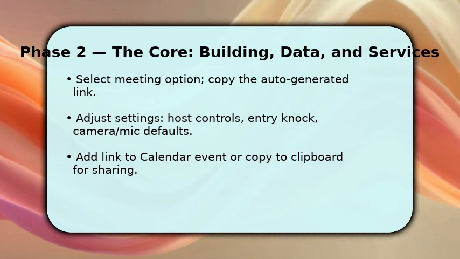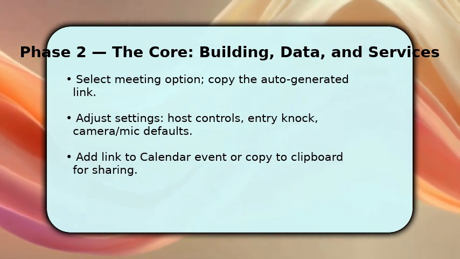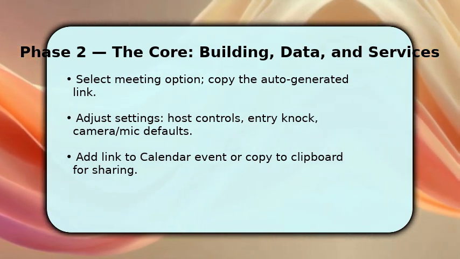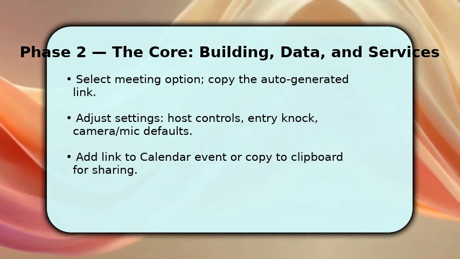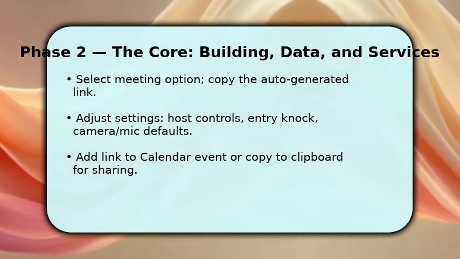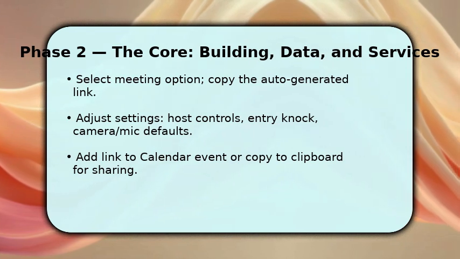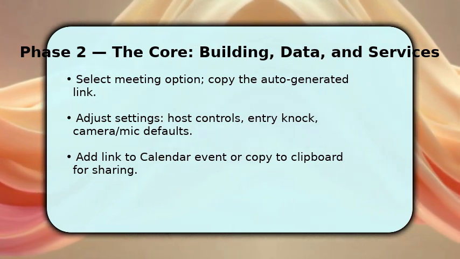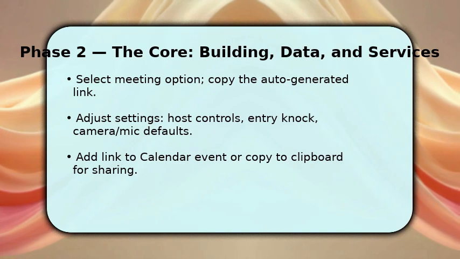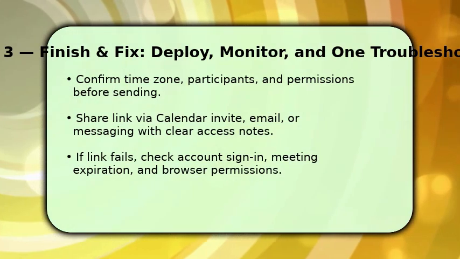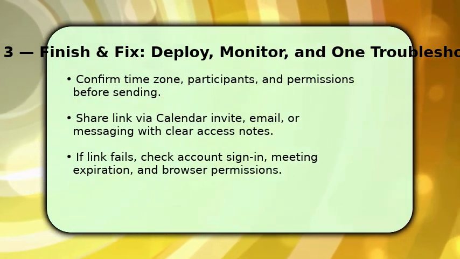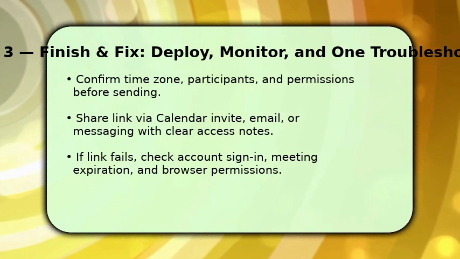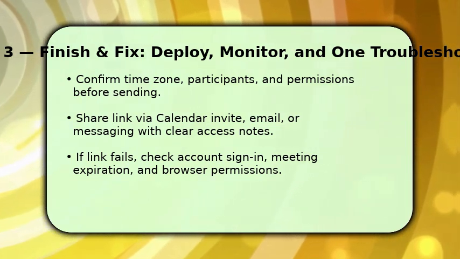Then paste the link into a Google Calendar event to lock date, time, and guests, which auto-inserts the link and RSVP list. Alternatively, copy the link to clipboard and paste into email, chat, or LMS. Doing this reduces no-shows and preserves meeting order. You finalize by double-checking the calendar details and sending the invite. This ensures everyone has the link and correct time zone.